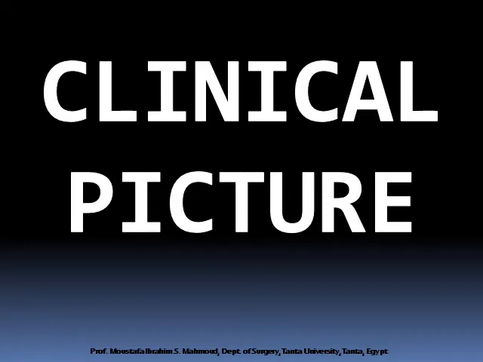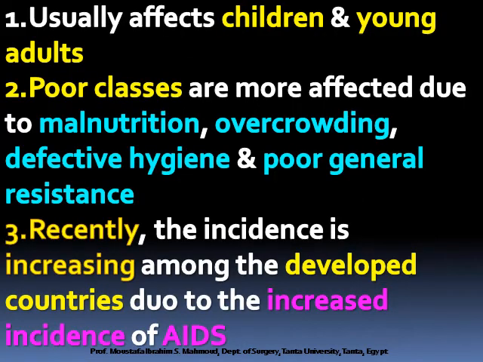Clinical picture: it usually affects children and young adults. Poor classes are more affected due to malnutrition, overcrowding, defective hygiene, and poor general resistance. Recently, the incidence is increasing among the developed countries due to the increased incidence of AIDS.